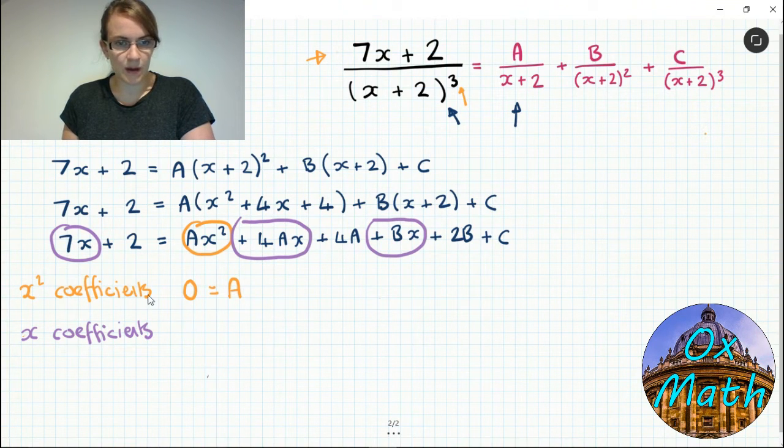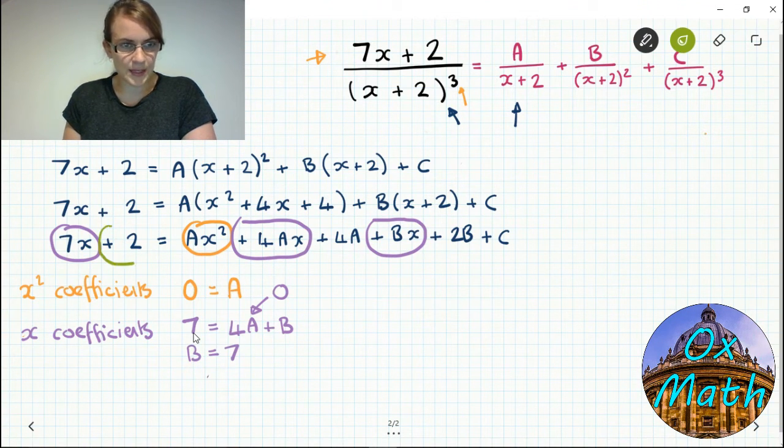So we know that our number of x's on the left has to equal the number of x's on the right. So I've got 7 on the left, and on the right I've got 4a plus b. Now luckily we already know that a is 0. So we know that b must be 7.